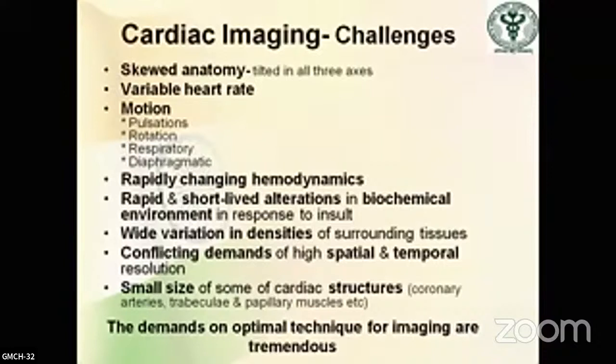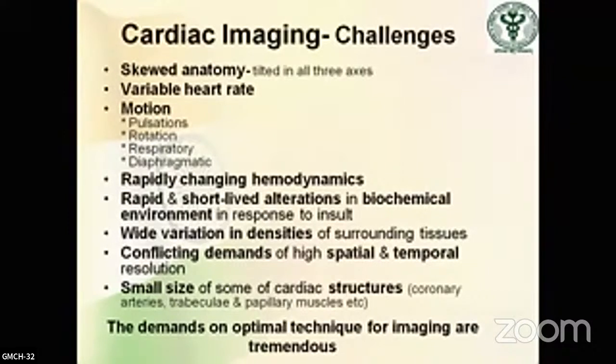The third problem is the wide variation in density of surrounding tissues. Cavity volume, and then a much thinner coronary artery. Structures are very small. So therefore, very conflicting demands. You want an imaging technique which has a very high temporal resolution. So which is that technique?